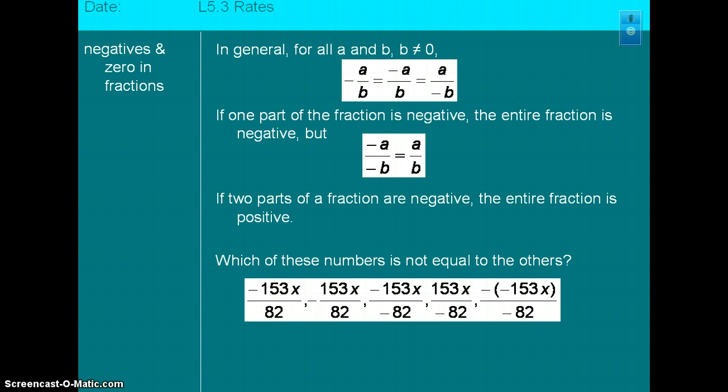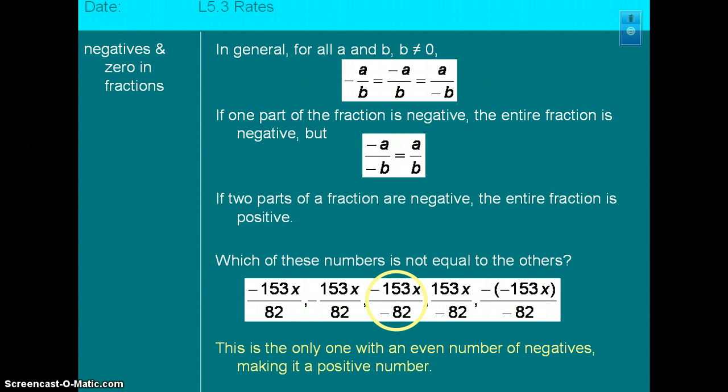So take a look at the following 5 fractions. Which of the numbers represented is not equal to the others? Go ahead and press pause and take a moment to do this. The only one with an even number of negatives, being 2, making it a positive number, is the center one here. Here this one negative indicates that the entire value is negative. Here this one negative indicates that the entire value is negative. Here this one negative indicates that the entire value is negative. In this case, we have an opposite, which would indicate a positive value with one negative, indicating an entire negative value.